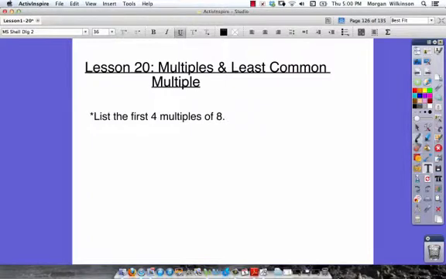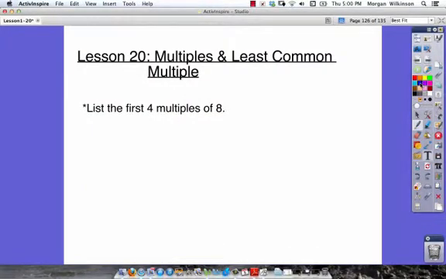Let's get a green pen. We'll use purple today instead. List the first four multiples of 8. If we want to list the first four multiples of 8, that means we're going to have to multiply. Multiples always means multiply by something. So our first multiple of 8 is just saying 8 times 1.